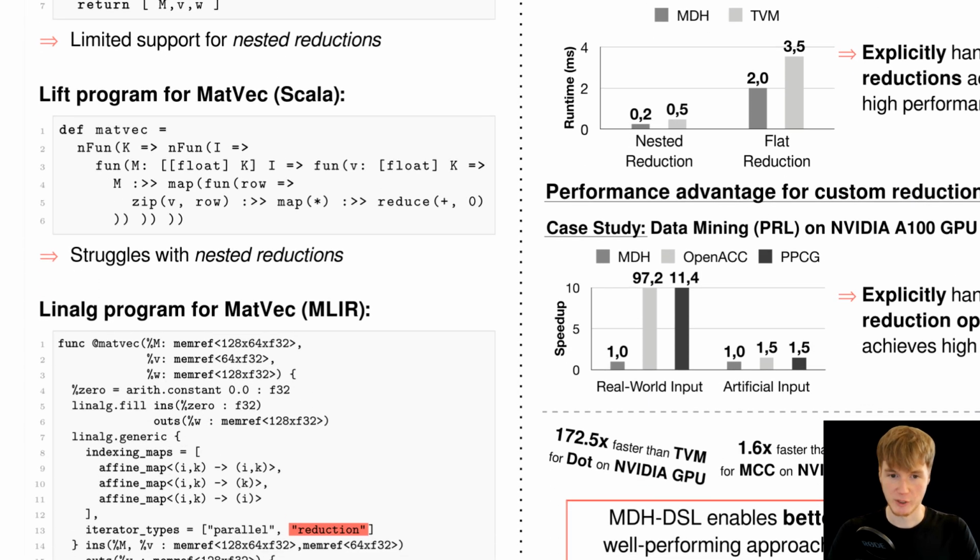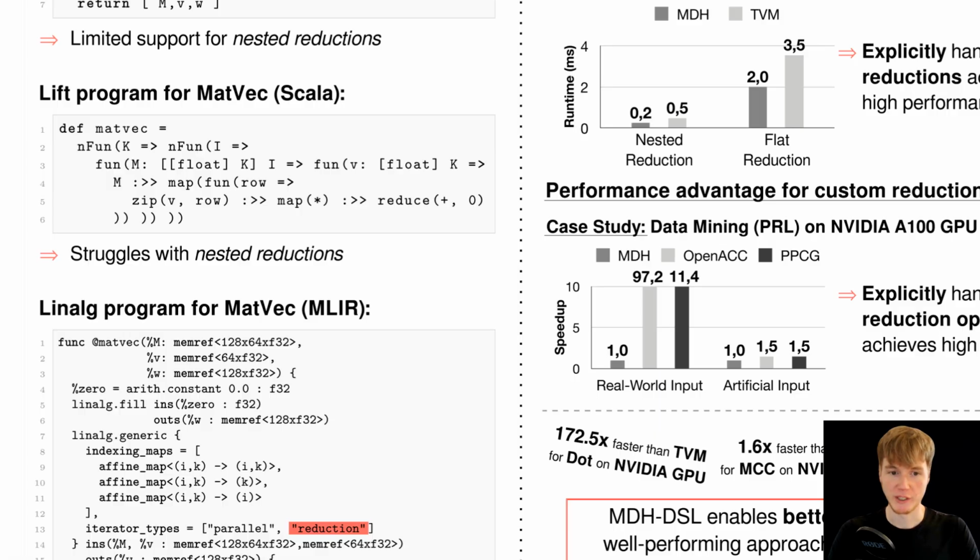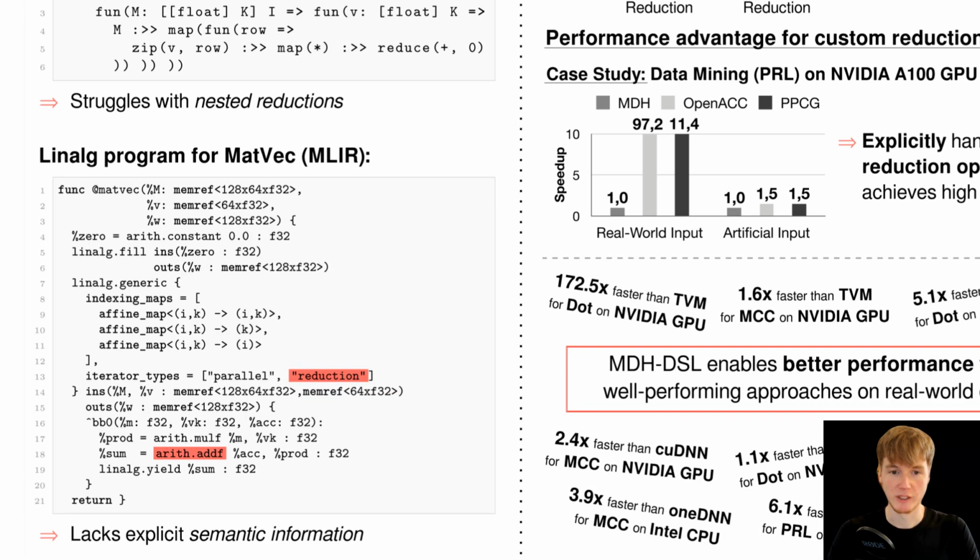Lift is a functional approach based on a solid formal foundation. However, it also struggles with nested reductions because it operates on one-dimensional lists as its fundamental data structure, for example. And so while Halide struggled with nested reductions due to its einsum notation, Lift has difficulties, especially because of its strictly functional style. And finally, we have Lineage.